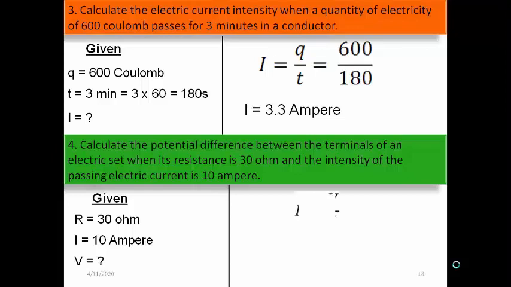Based on Ohm's law, which says that the resistance is equal to potential difference over electric current intensity, we are going to find the potential difference by isolating it. Let's isolate the potential difference, and then we'll have a new relationship, which is potential difference equals resistance times intensity, equals 30 times 10, and the potential difference is equal to 300 volt.